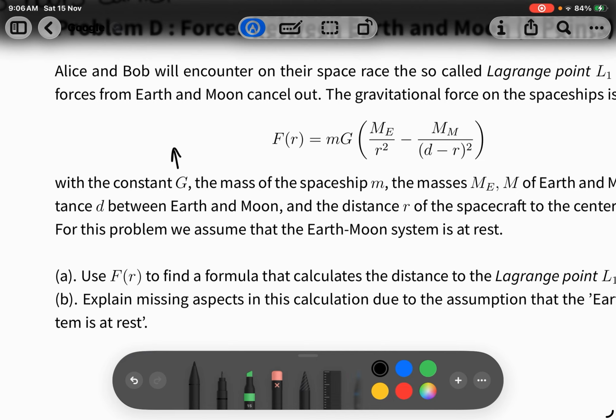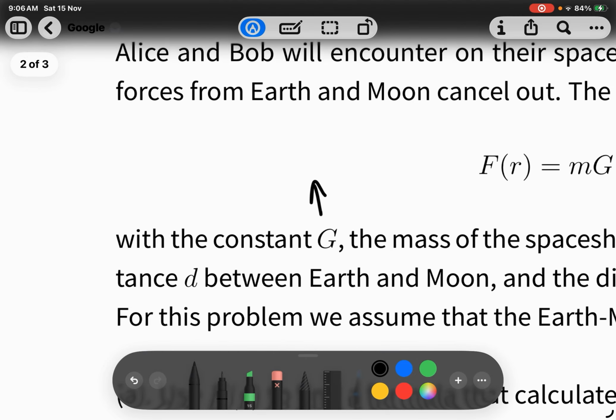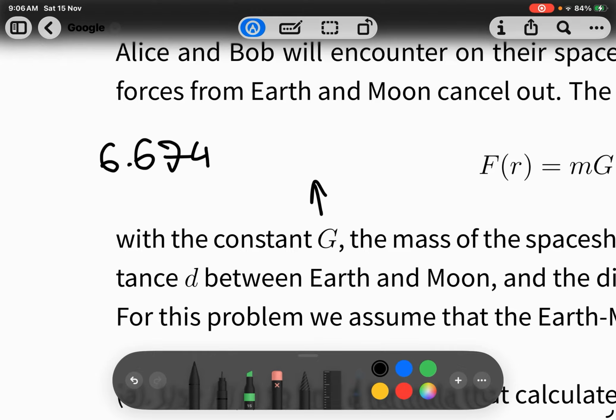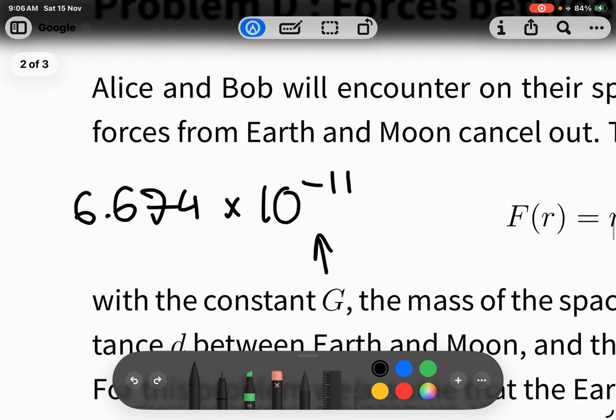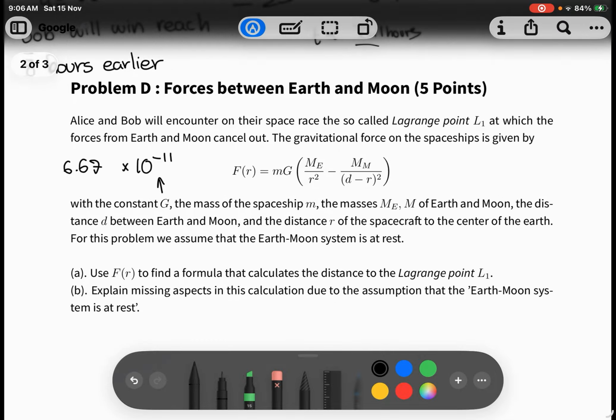Just to be sure about the constant value. Okay, I was right, it's 6.674 times 10 to the power minus 11. That's the value of G. It's a constant. It's a much larger value, but I think we'll just stick with 6.67, honestly. So this is the value of G.